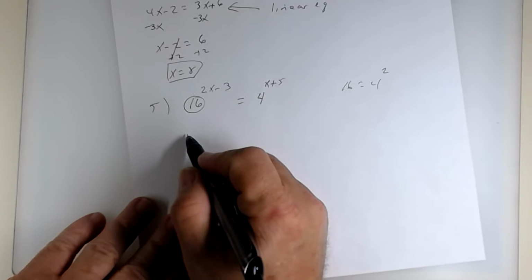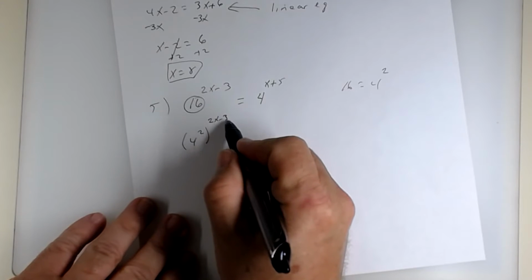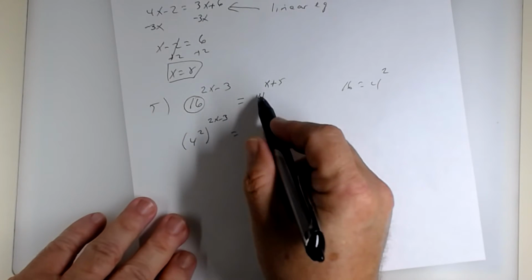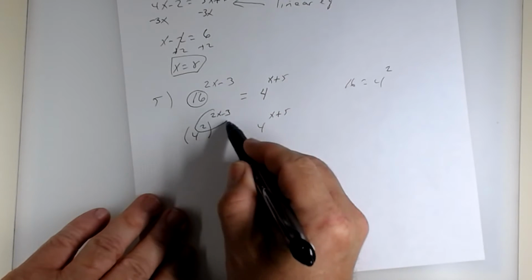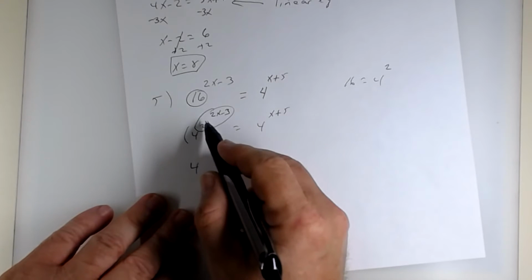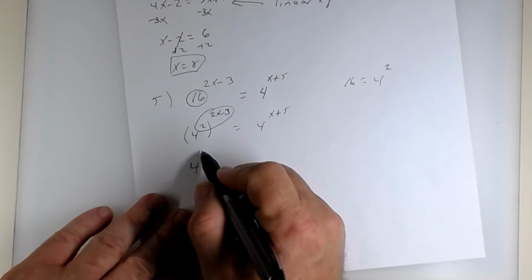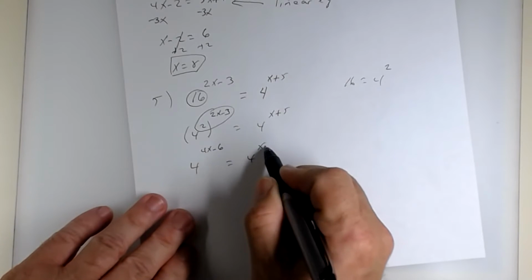So 16 is 4 squared, correct? Raised to what power? And I'm going to leave this one alone. Power raised to power, you do what? Multiply. So my first one's going to be 4 to what power? 4x minus 3. Yep, and that's equal to 4 to the x plus 5.